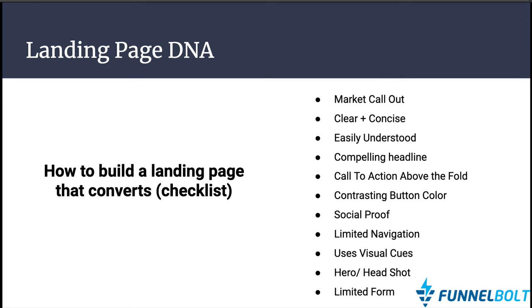You want to use visual cues. It helps to have a hero or headshot, something that kind of describes who you are and what you're doing and says that you're a trustworthy person. And you want to have a limited form. So the longer your form becomes, the less likely you are going to be able to convert somebody. It's going to hurt your opt-in rates if you have a long form. So an email is good. First name and email is better usually for email because you can address the person. But if you get much more than that, your opt-in rates are going to suffer.